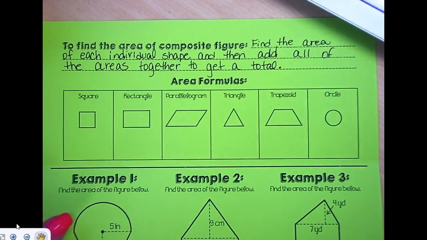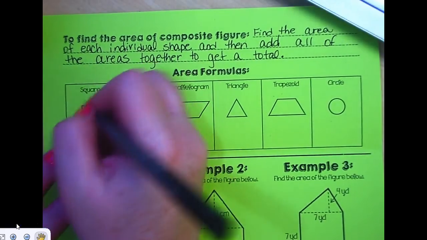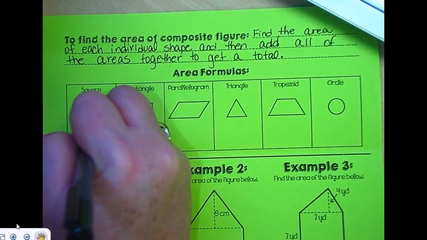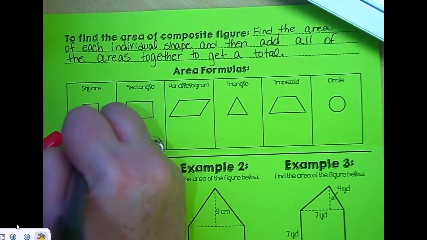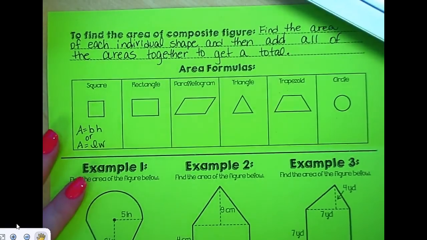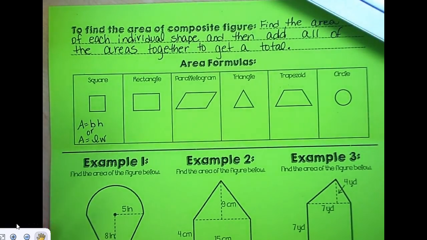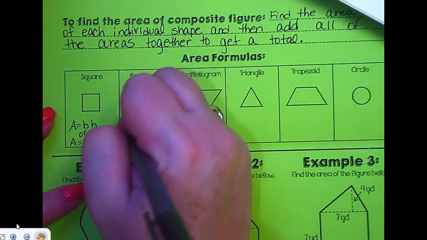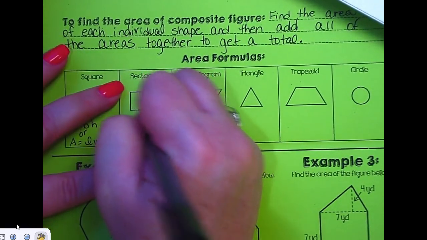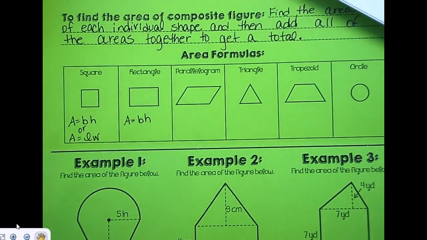All right. Anybody remember the formula for area of a square? Area of a square, area equals base times height. Or you could also call that area equals length times width. You're probably used to calling it either one of those things. You can write both of them, or you can just write whichever one is the one you use. Remember, a rectangle is the same. Area equals base times height or length times width.